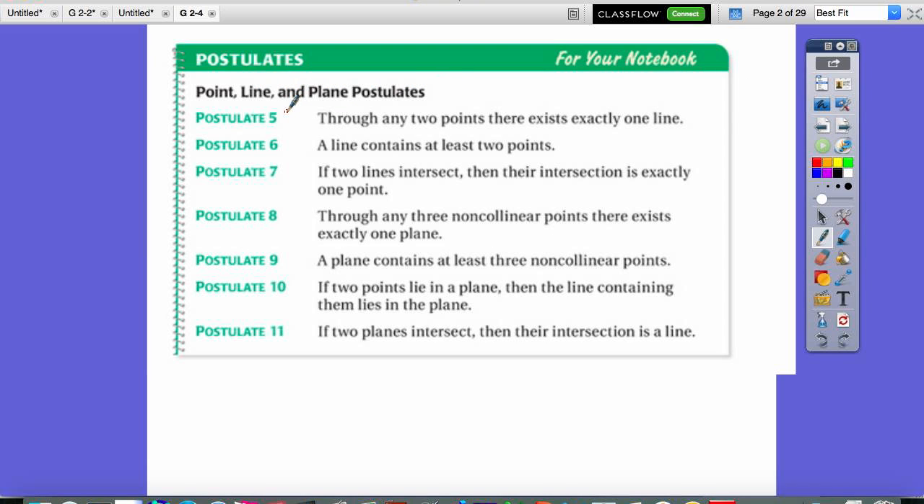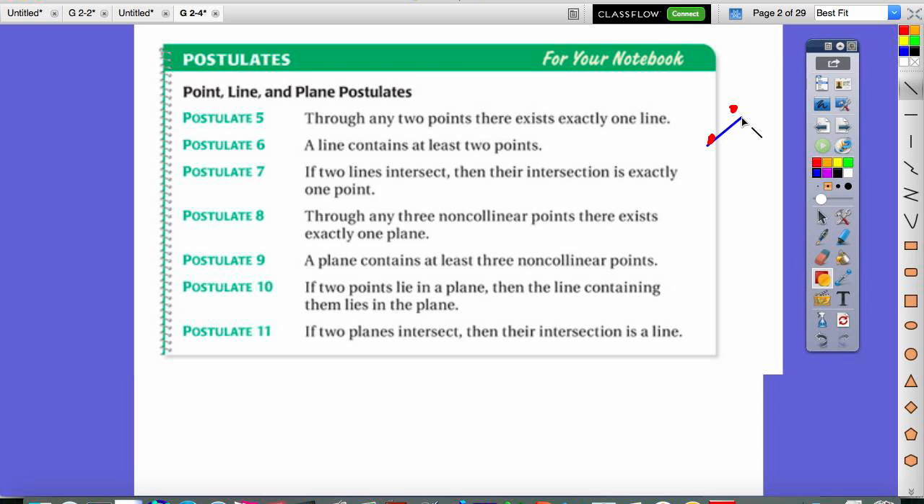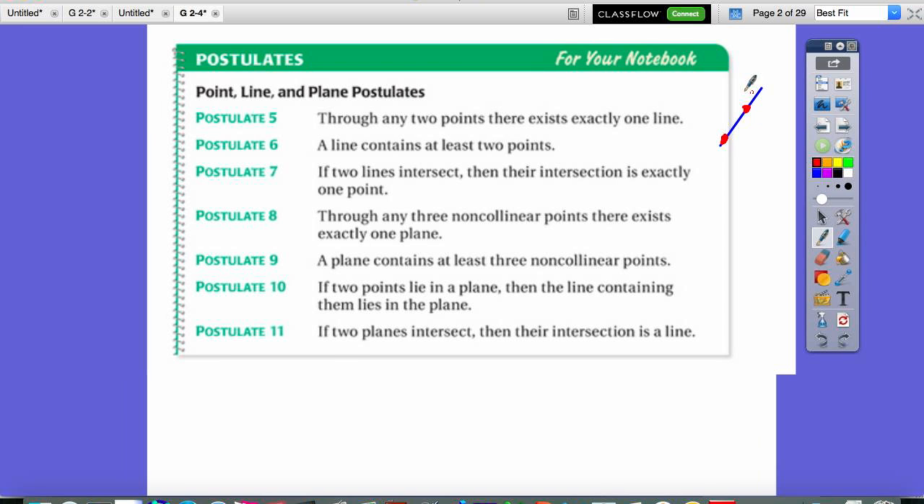Now, these are called postulates 5 through 11 in this book, but that's because they're the 5th, 6th, 7th, 8th, etc. postulate introduced. Not every book will call them the same numbers. So when you're using them in a proof, you don't write postulate 5 or postulate 10, you actually write the idea. So postulate 5: through any 2 points, there exists only one line. So I can make any 2 points, and through them, I can draw a line. That's postulate 5. Postulate 6: a line contains at least 2 points.